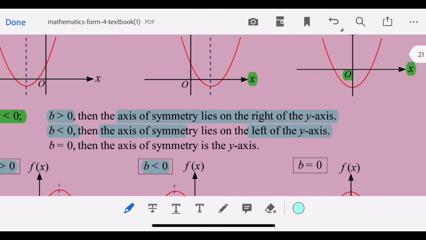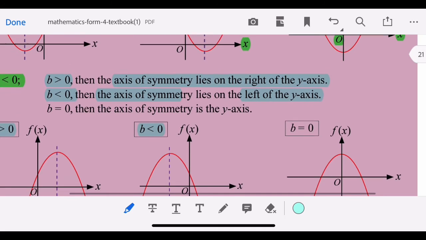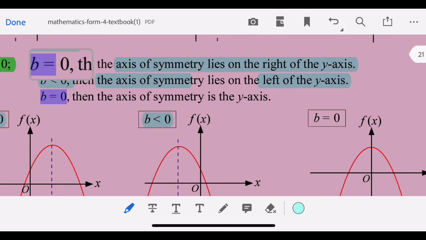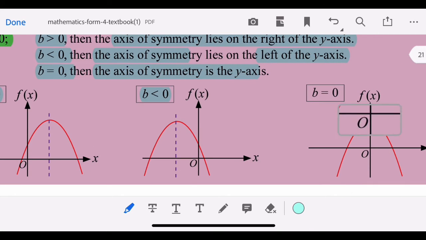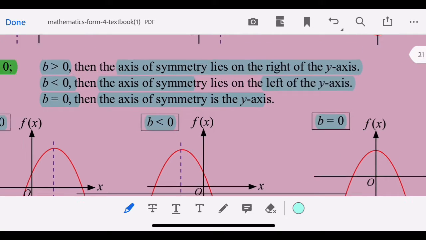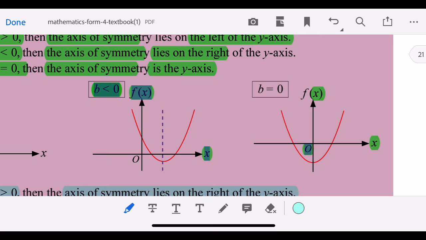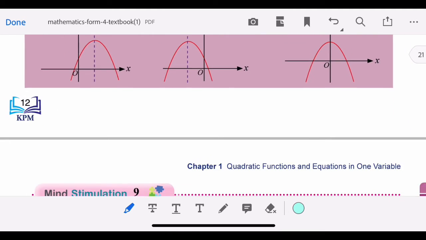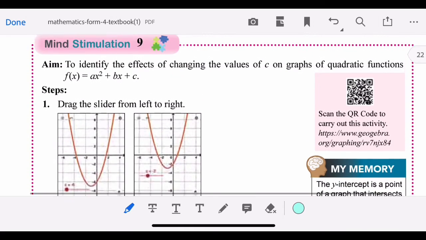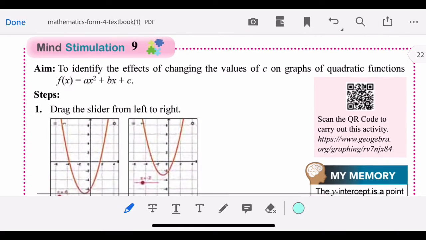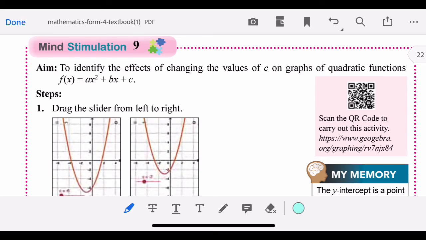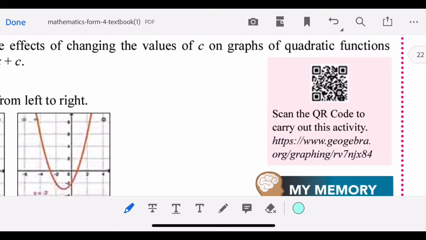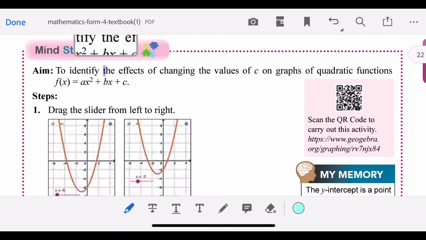When a is more than 0, right. Same thing, when b is equal to 0, the axis of symmetry is the y-axis here. This is the same as just now, it is the y-axis, right? So this is the effect of changing b for the quadratic function. Now for the next activity, we are going to study the effect of changing the value of c.